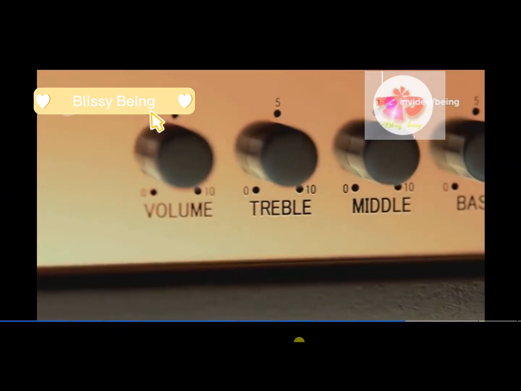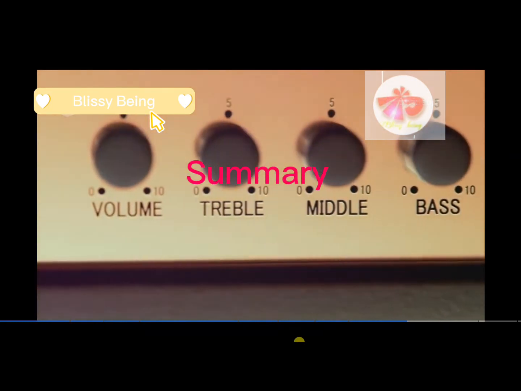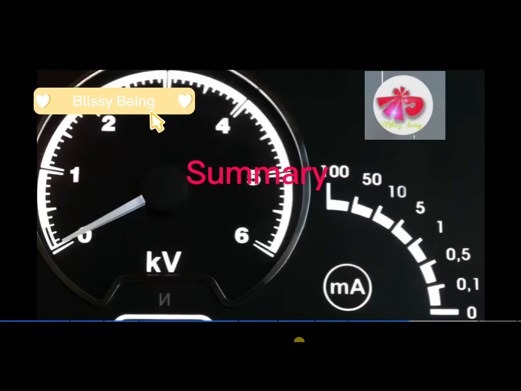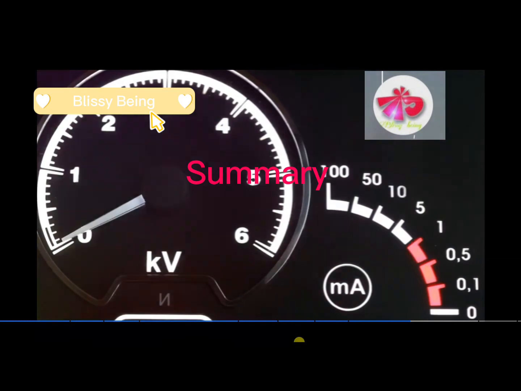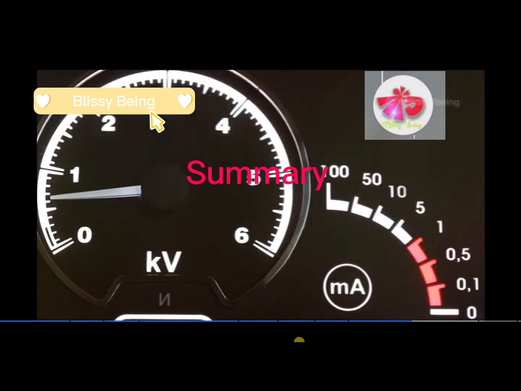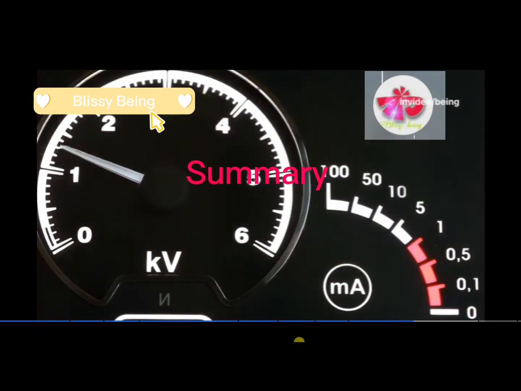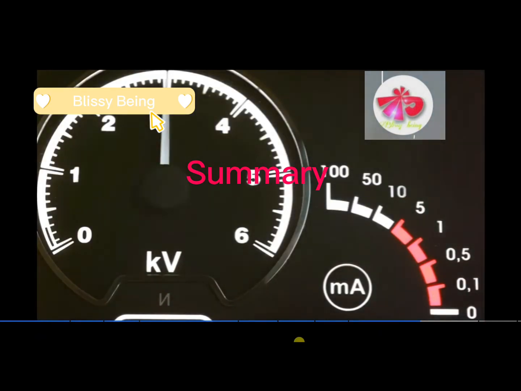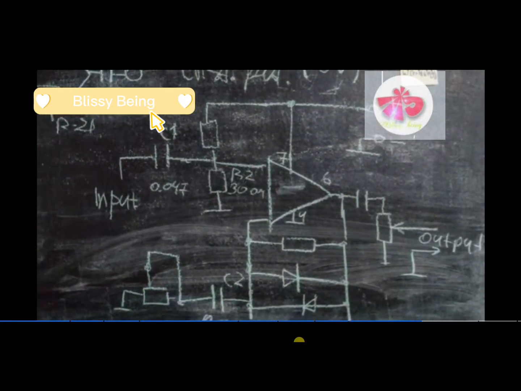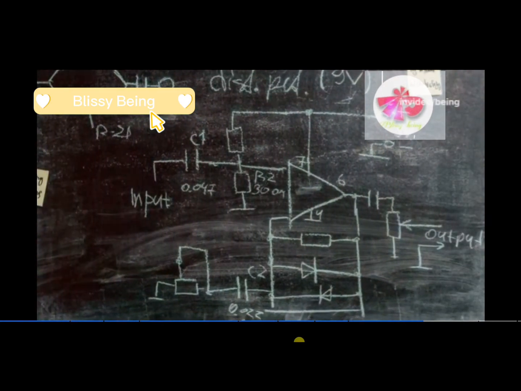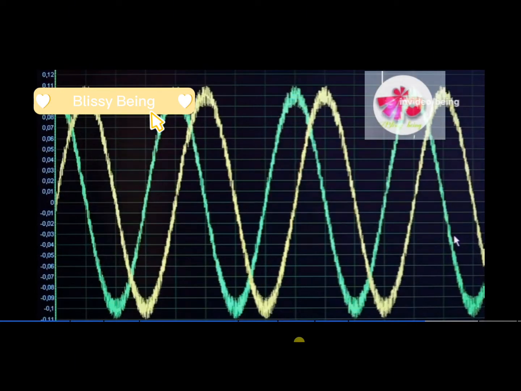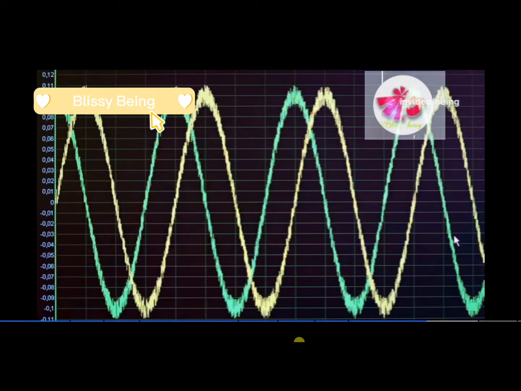Now let's summarize. Resistors dissipate energy by opposing the current flow. Inductors store energy in magnetic fields and resist change in current. Capacitors store energy in electric fields and resist change in voltage. Independent sources provide constant voltage or current, while dependent sources adjust their output based upon other variables in the circuit.